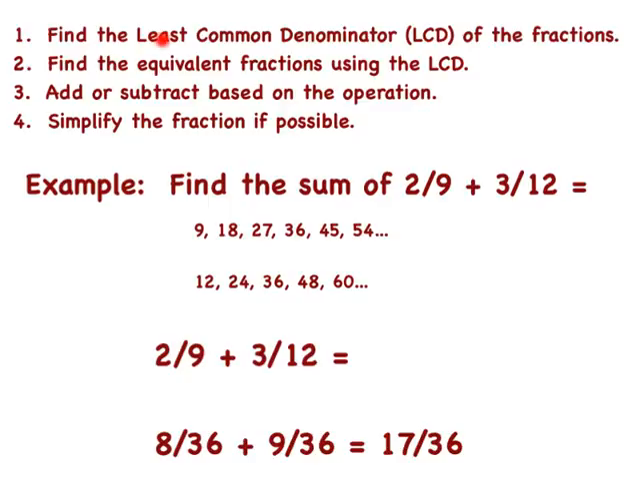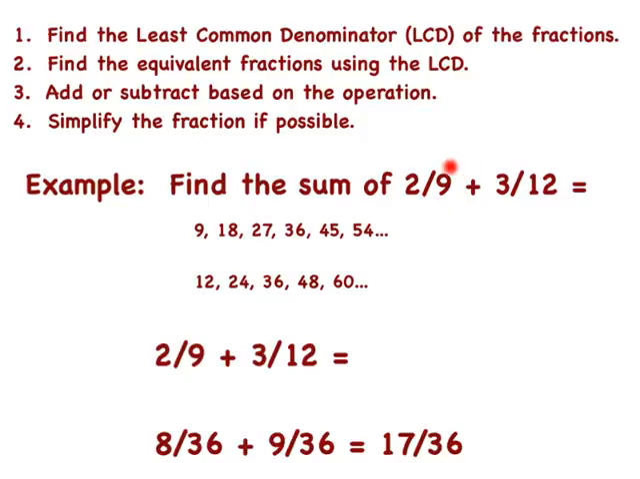And if you'll remember, least means smallest, common means the same denominator of the fraction. So we need to find the smallest number that the denominators have in common. Next, we'll find the equivalent fractions using that least common denominator, and then we'll add or subtract based on the operation. And we always simplify the fraction if possible. So here's our first example. It says to find the sum, means adding, of 2/9 plus 3/12.